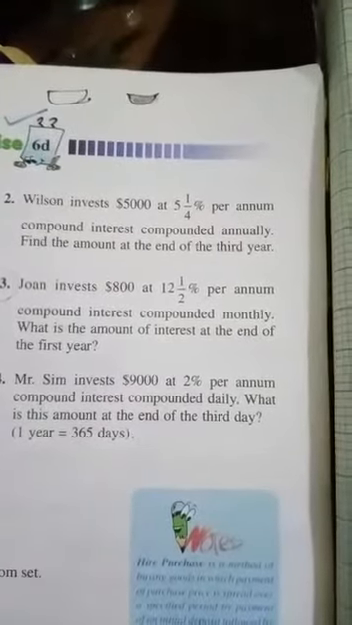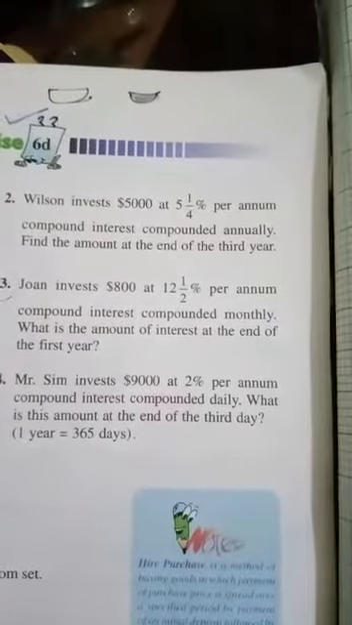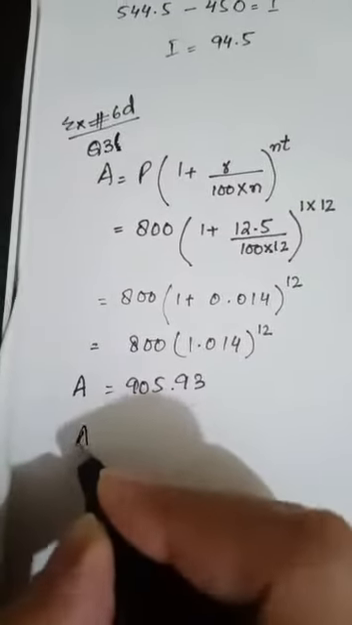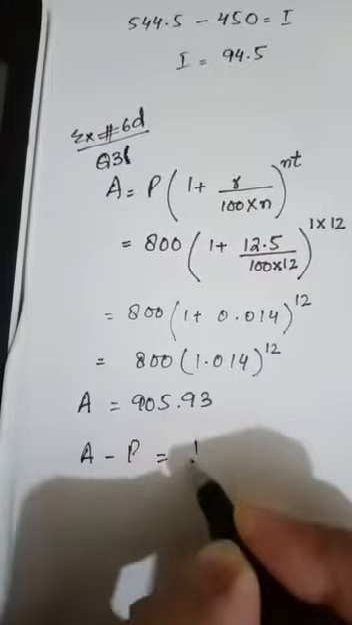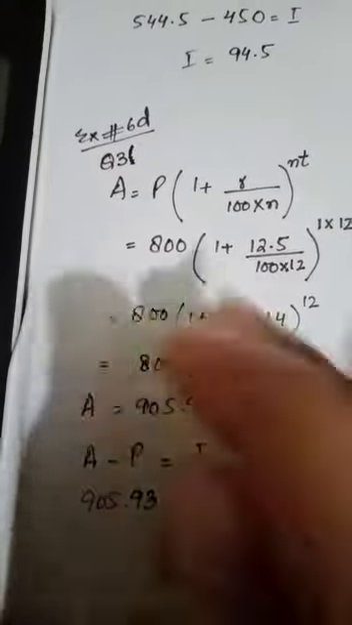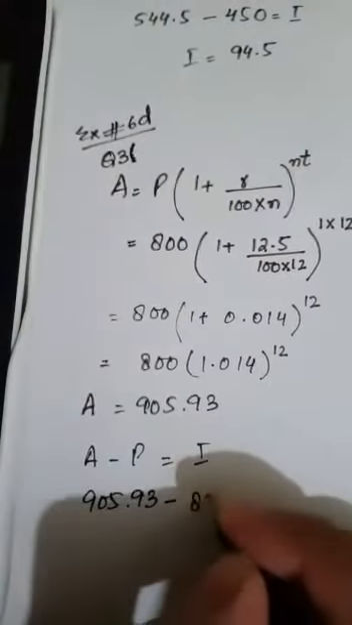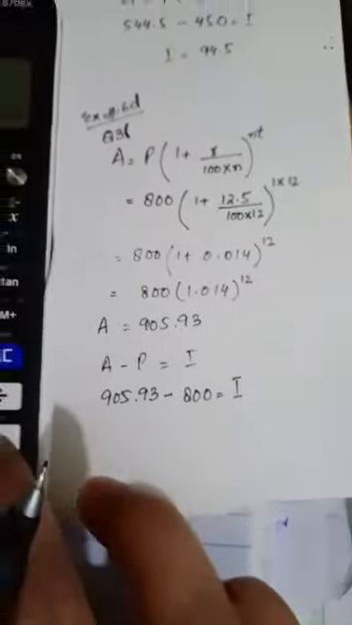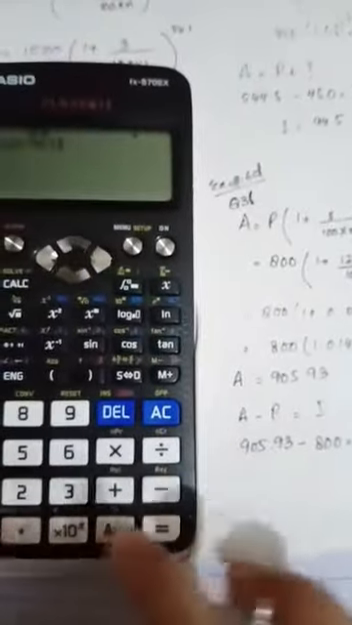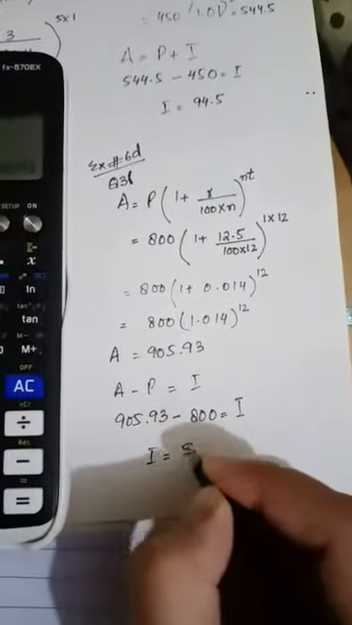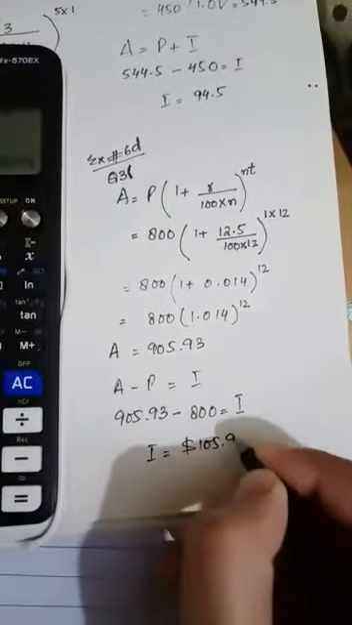Okay, so what they were asking is the amount of interest at the end of the first year. What is the amount of interest? So here we have got the amount. Now we will find the interest. So what we will do is subtract the principal from the amount. So 905.93 minus the value of principal, which is 800. Now subtract it, minus 800. So it's 105.93.